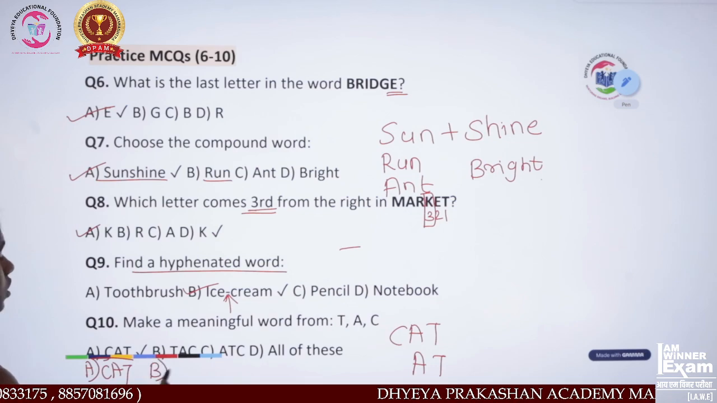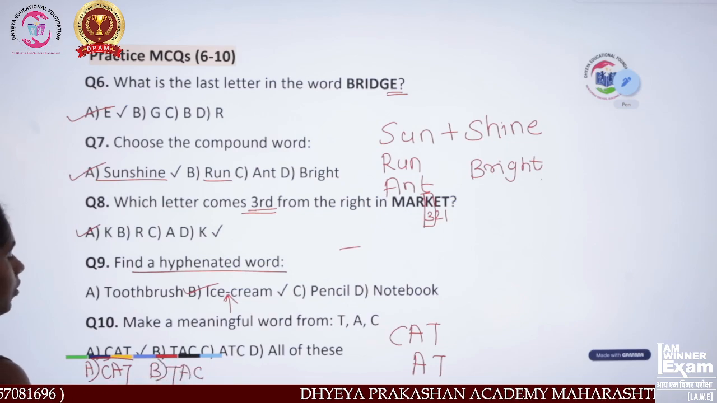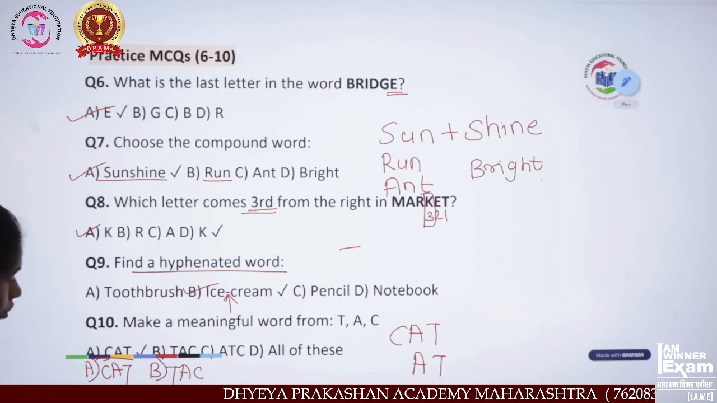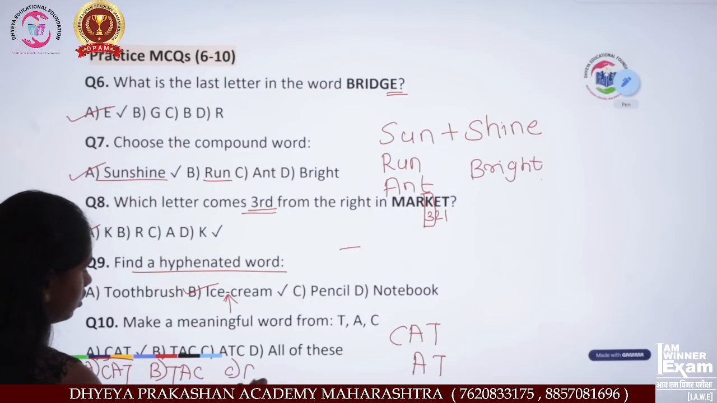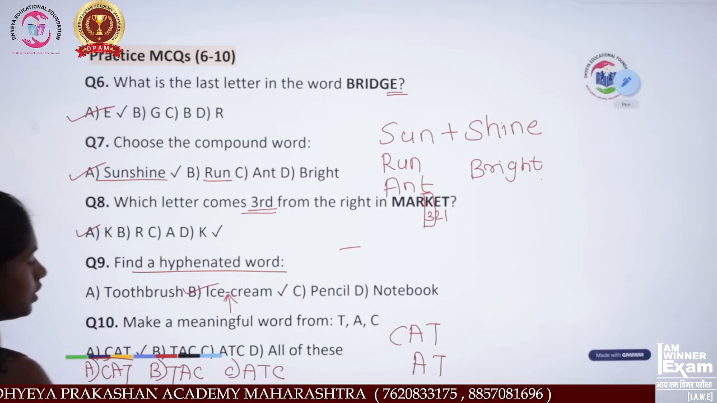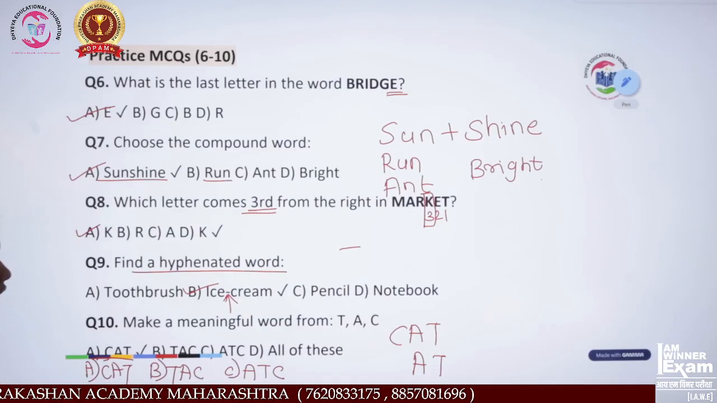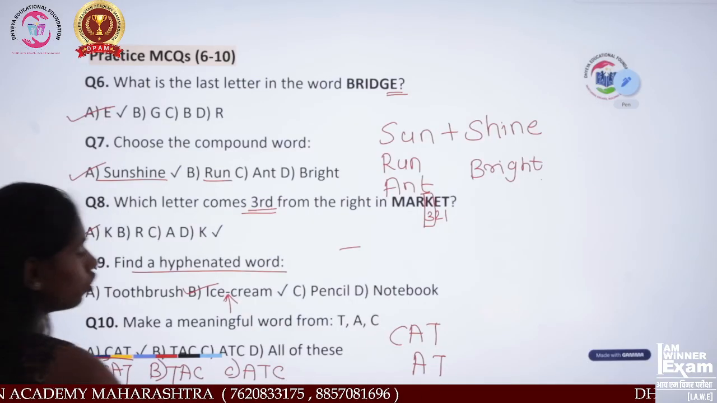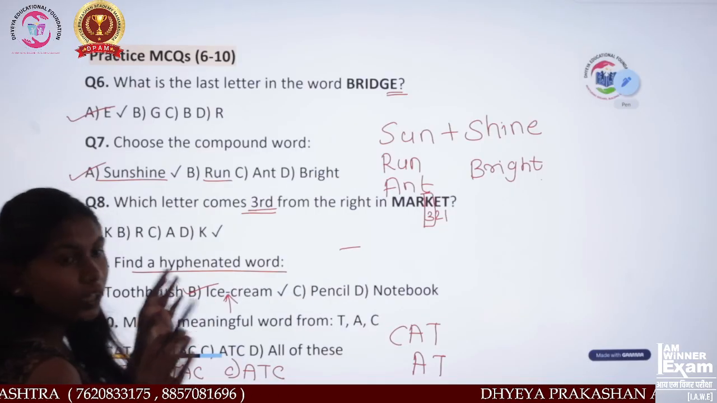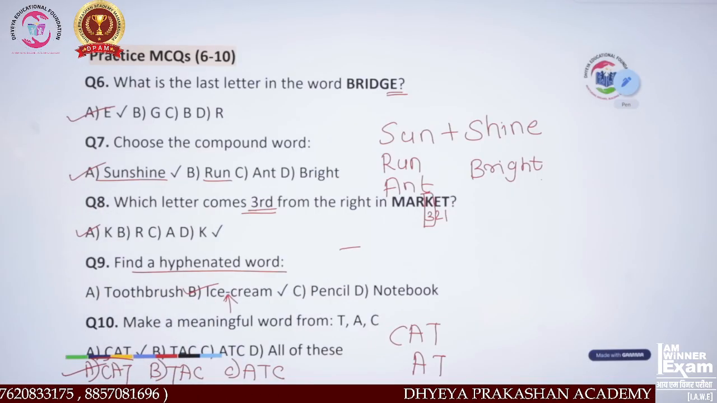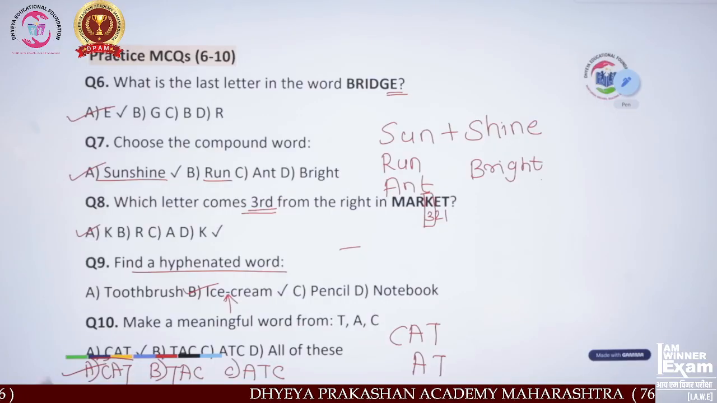Then the second option is TAC. This word doesn't have a meaning. Then CATC, this also doesn't have a meaning. Then D, all of this. Now there is only one meaningful word from the given options, that is option number A, which is cat. Now what is cat? Cat is an animal, a domestic animal.